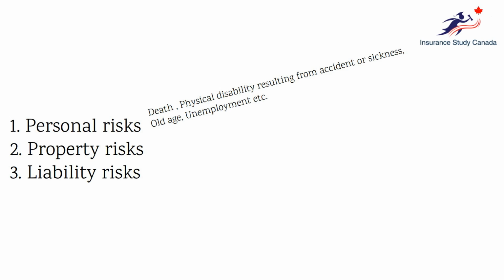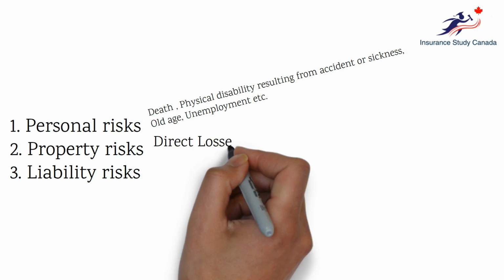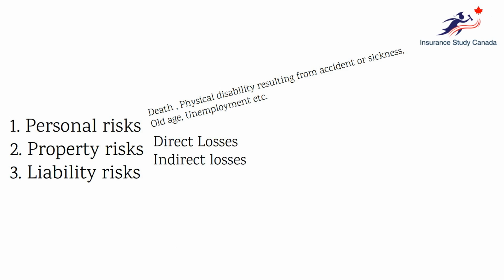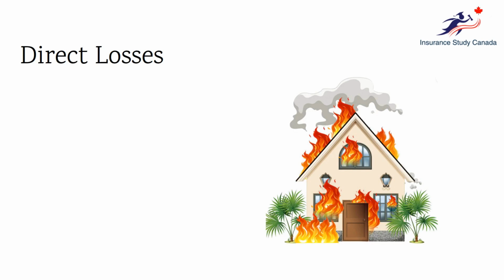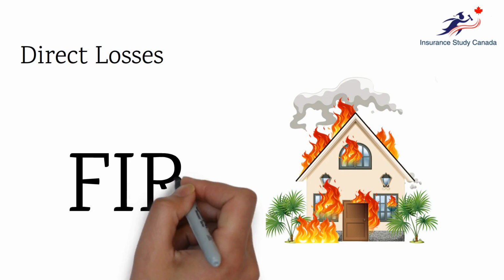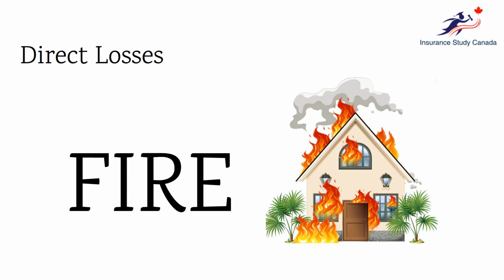of any property. In the property risks, losses are of two types: direct losses and indirect losses. Direct losses are those involving damage or destruction of the property insured, which affect the subject matter. For example, there is a fire in the house, the fire happened due to smoking, and then the house collapsed. In this case, the fire is the direct loss which damaged the house.